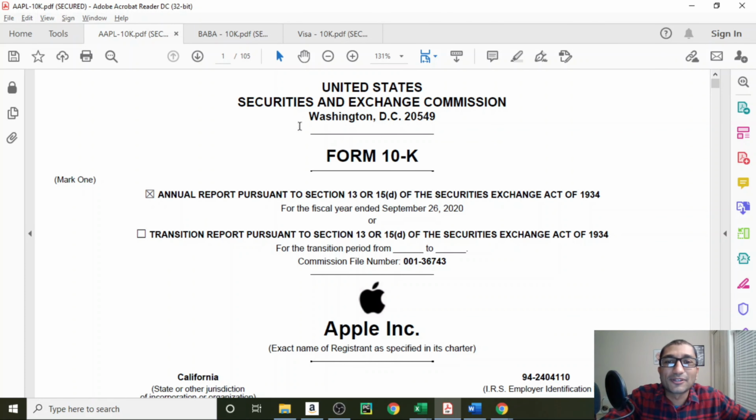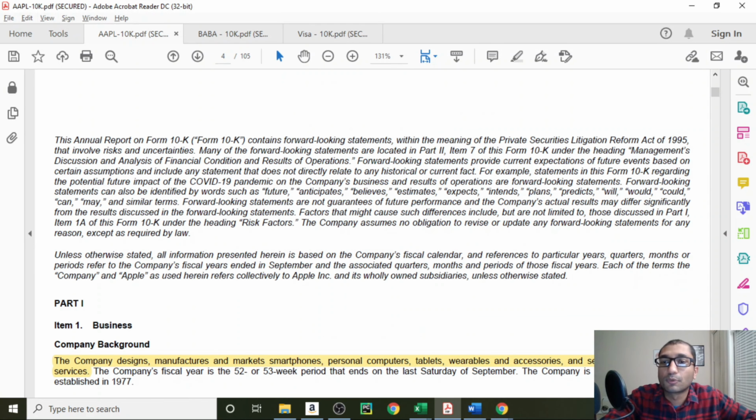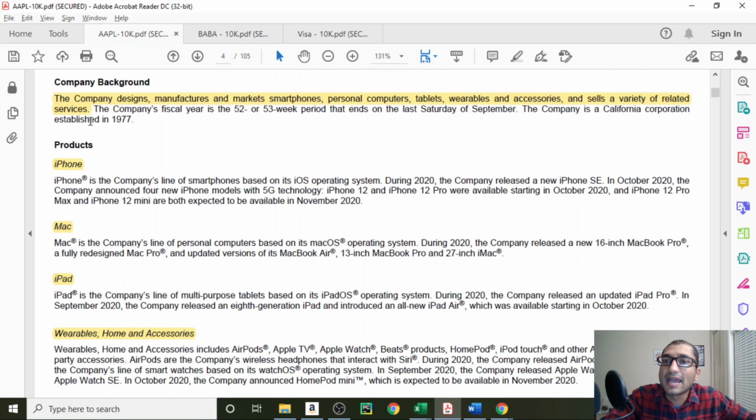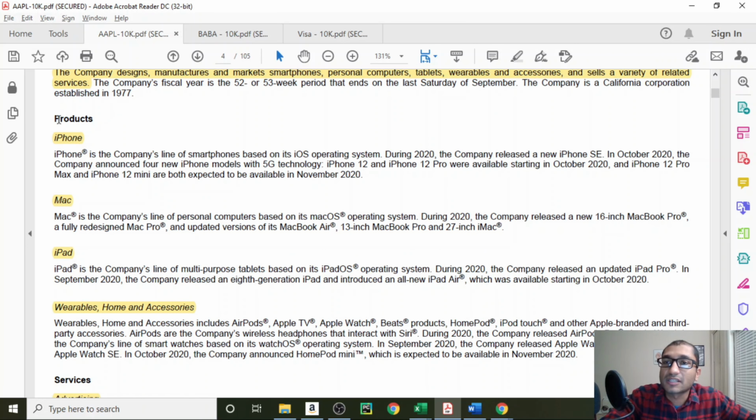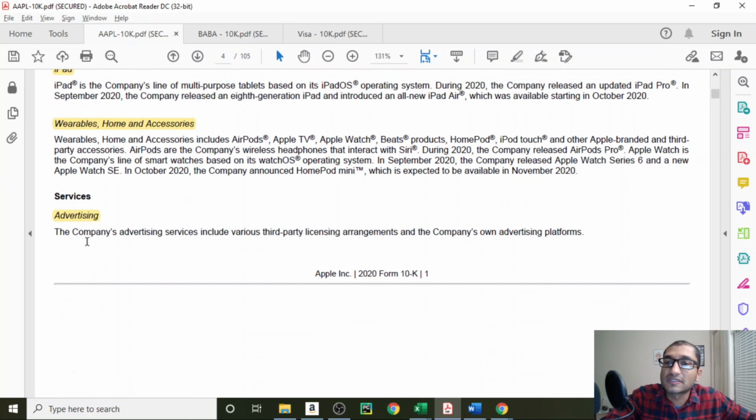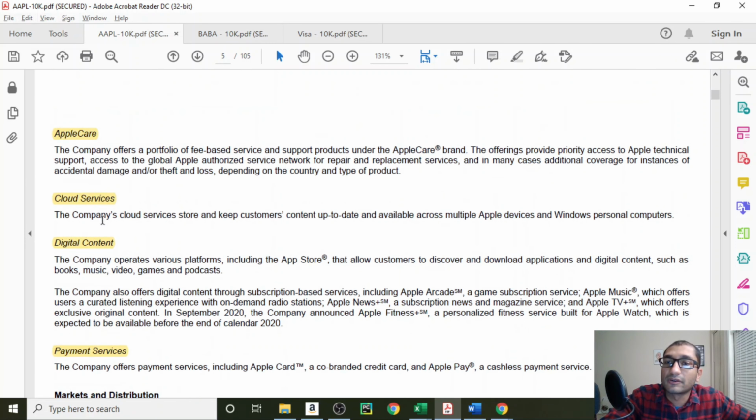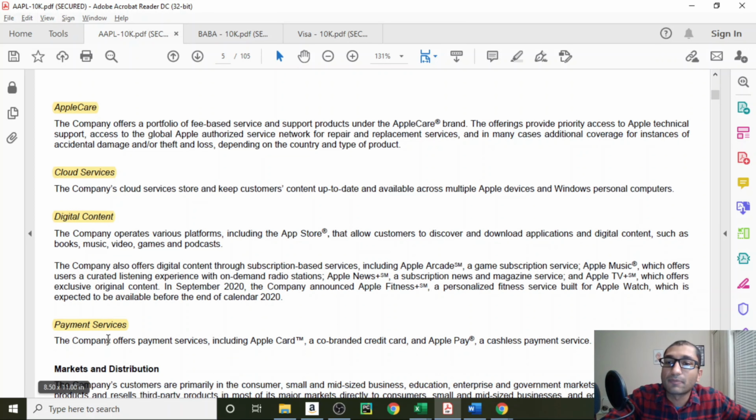Hey guys, let's start off by looking at the Form 10-K, which is the annual report that Apple filed with the SEC. This is for the fiscal year that ended September 26, 2020. On page 4 of the report, Apple provides a company background. Apple states that it designs, manufactures, and markets smartphones, personal computers, tablets, wearables, and accessories, and sells a variety of related services. Next, it talks about its products such as iPhone, Mac, iPad, wearables, home, and accessories. After that, Apple talks about its services such as advertising, AppleCare, cloud services, digital content, and payment services.